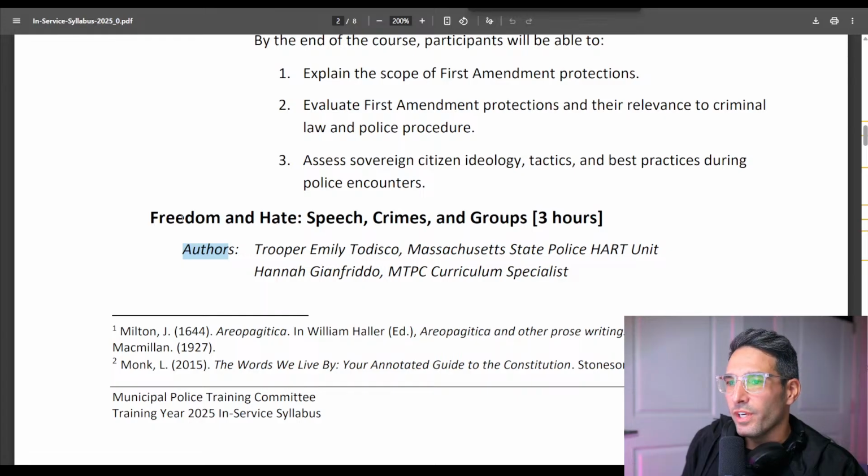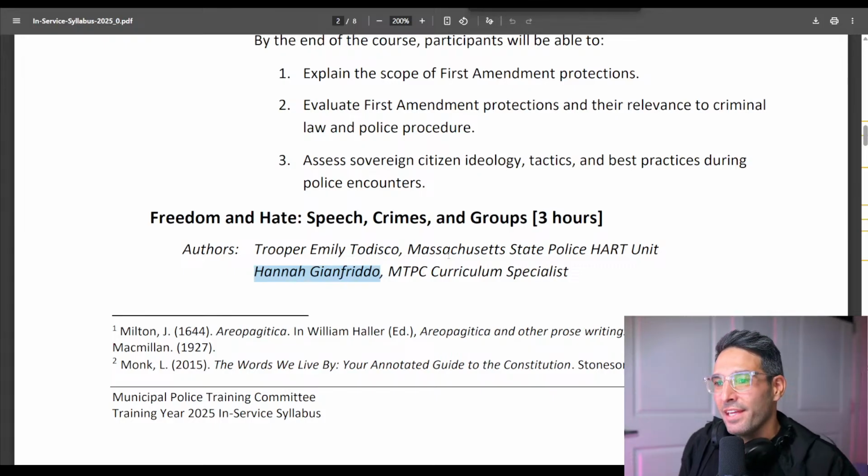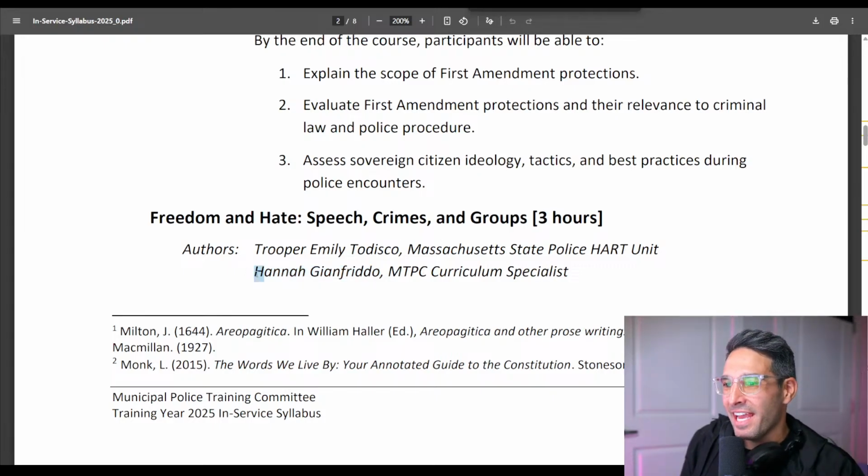Here we go. Freedom and hate speech. Here we go. Now we're getting somewhere. Emily Tedisco, Massachusetts State Police Hate Crimes Unit, and Hannah, this person, MTPC Curriculum Specialist. Let's see if we can find Hannah.